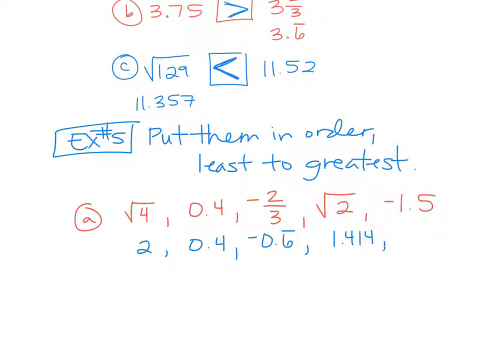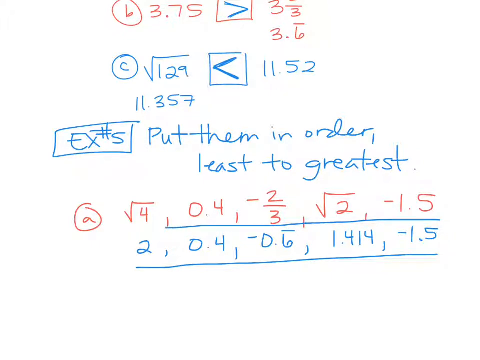1.414. You all right back there? And then negative 1.5, okay? So now what you're going to do is put them least to greatest. Where it's a little bit challenging is I don't want these numbers least to greatest. I want the red numbers least to greatest, okay? So which one's the smallest number?